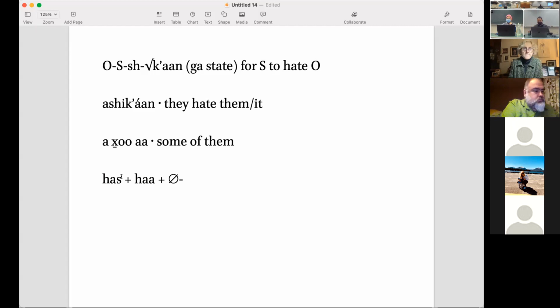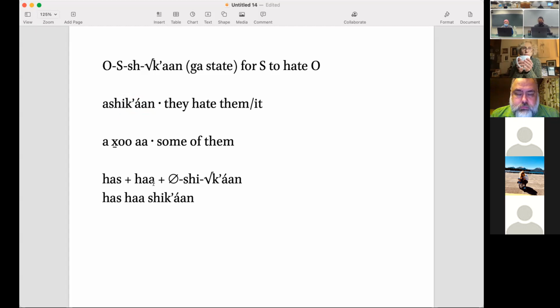Hus, ha, and then this shows us, so this part won't change. So this shik'an won't change. You can't really knock that letter I out of there, and the stem variation will stay the same because it's still in the imperfective. So then we should have shik'an. So that's what this would look like when you put it together.